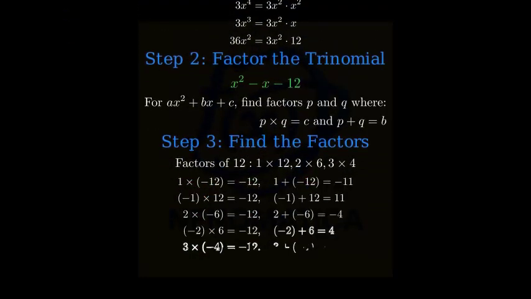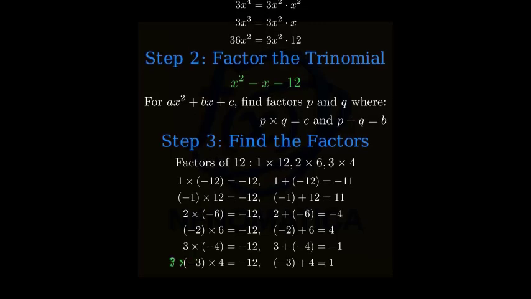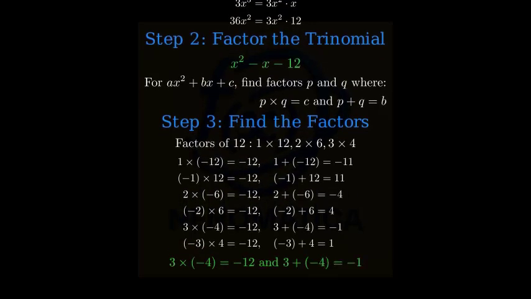Let's check each pair. 1 and negative 12. Sum is negative 11. Negative 1 and 12. Sum is 11. 2 and negative 6. Sum is negative 4. Negative 2 and 6. Sum is 4. 3 and negative 4. Sum is negative 1. Negative 3 and 4. Sum is 1. We found our pair. 3 and negative 4 have a product of negative 12 and a sum of negative 1.